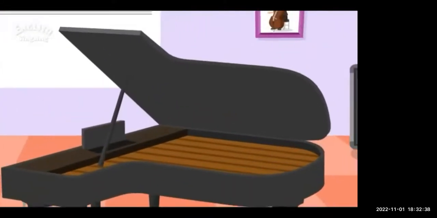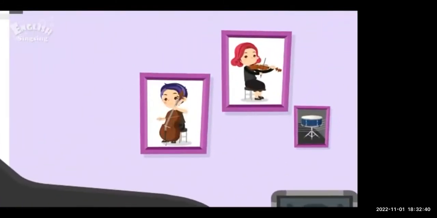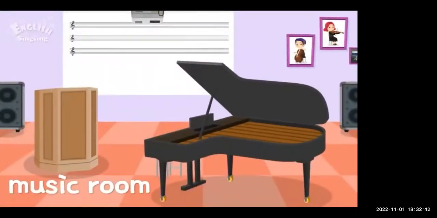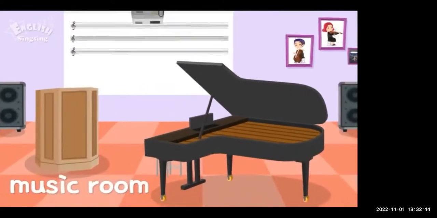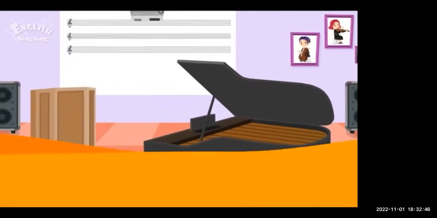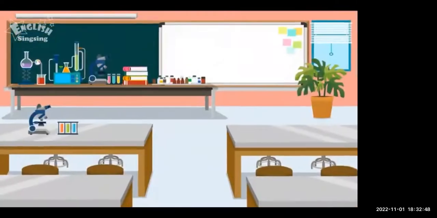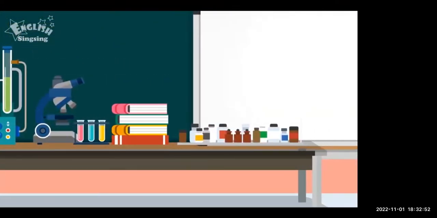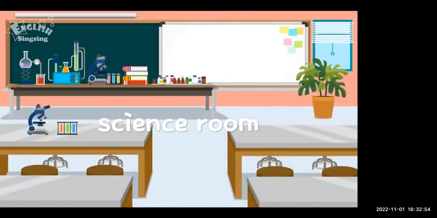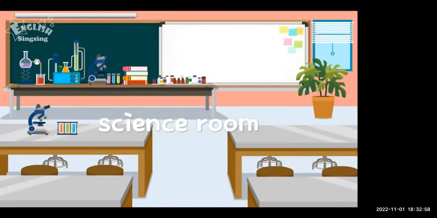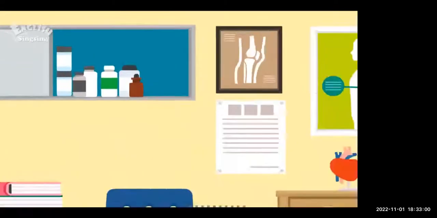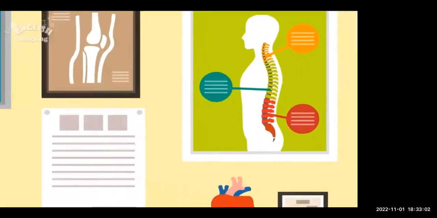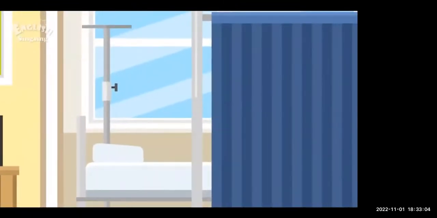We have music class in the music room. Music room. We have science class in the science room. Science room. When you feel sick, you can rest in the nurse's office.